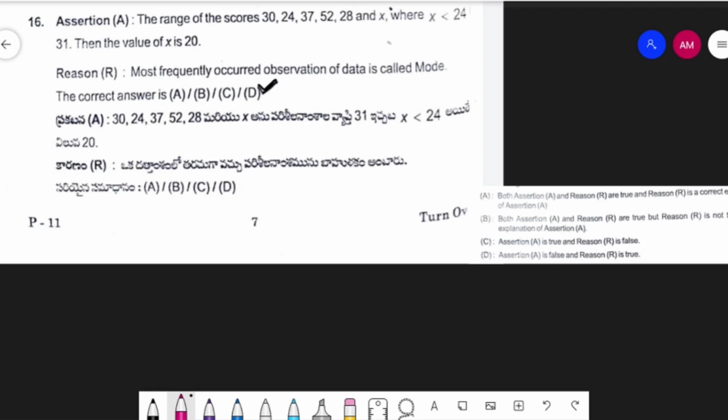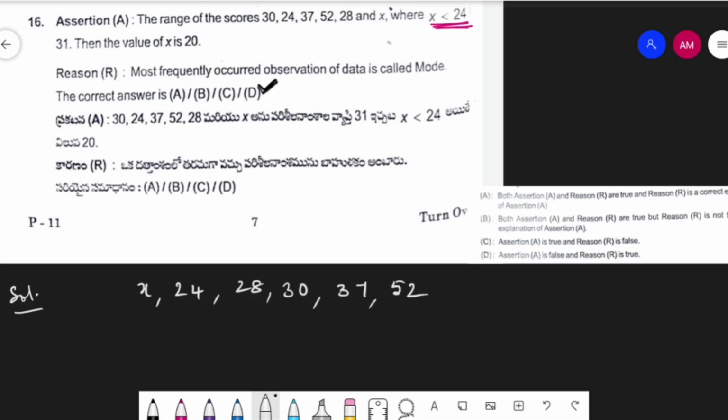Assertion. The range of the scores 30, 24, 37, 52, 28 and X, where X is less than 24, is 31, then the value of X is 20. The condition that X is less than 24 plays a very important role for this problem. So what they gave? Range of the scores. Let us write in ascending order. So what is the minimum value here? X. Next one 24. Next 28. Next 30. Next 37. Next 52.